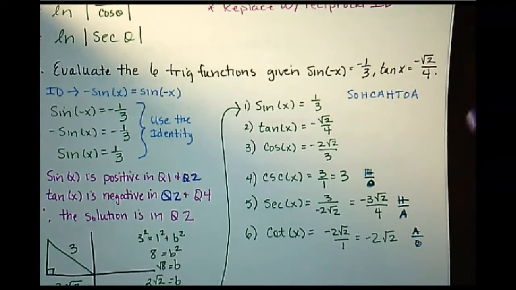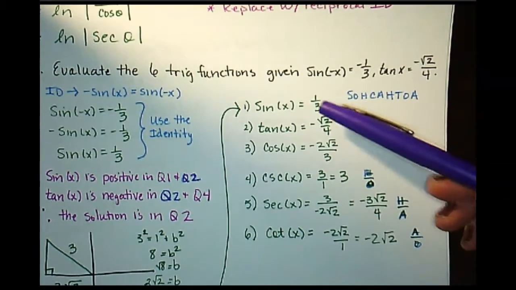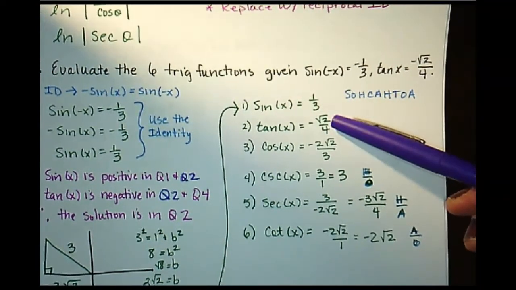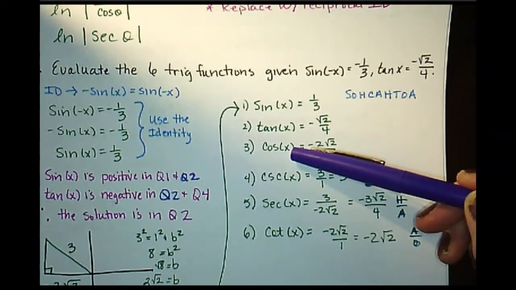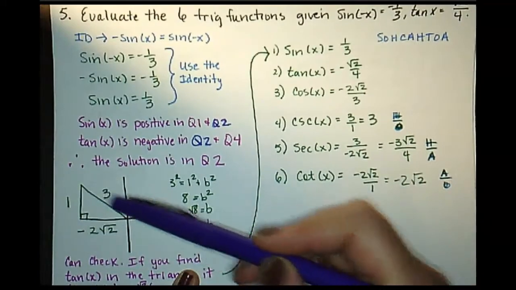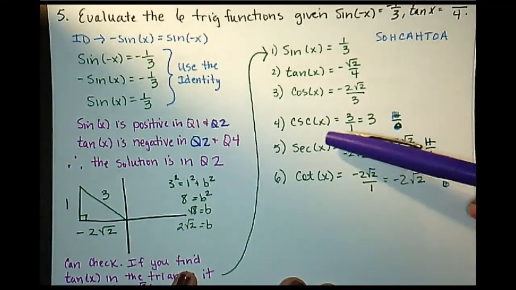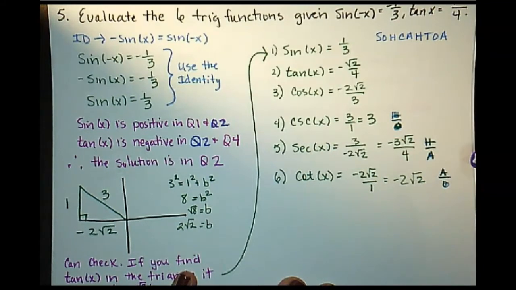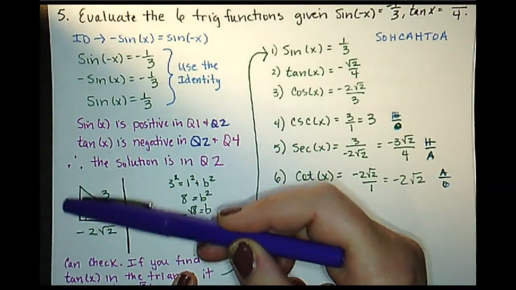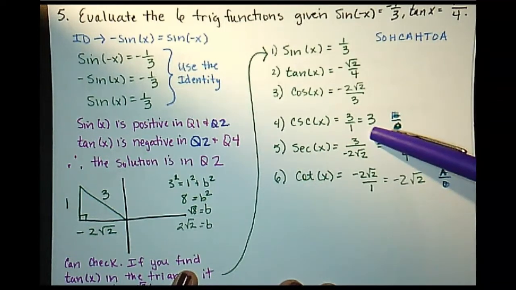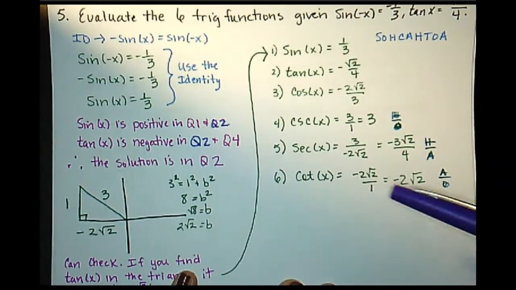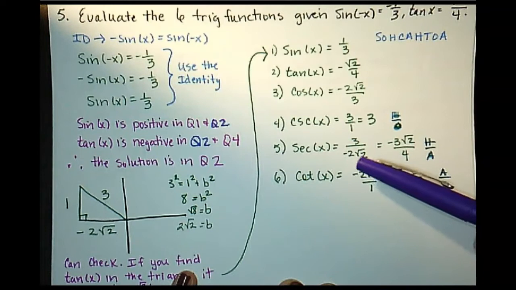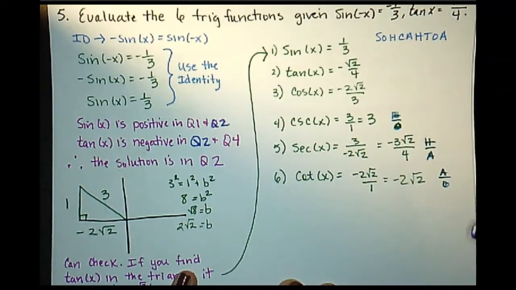So then it's just a matter of answering my 6 ratios. So remember your SOHCAHTOA. We already know sine. We already know tangent. So all we need to do is come up with these 4. So remember, cosine would be adjacent over hypotenuse. So this is adjacent, this is hypotenuse, so that gives me that. Cosecant of x is hypotenuse over opposite, so that gives me a nice pretty 3. Secant is hypotenuse over adjacent, and then we would take care of that negative root 2 in the bottom. So you end up with negative 3 root 2 over 4.